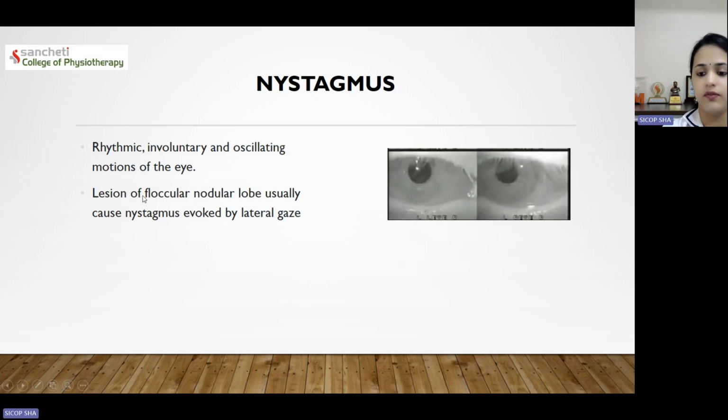When do we see this? Lesions of the flocculonodular lobe usually cause nystagmus. As we can see, as the eyes go laterally, the nystagmus is present, so it is evoked by lateral gaze. So what is this nystagmus that we are seeing? Again, this is ataxia of the eye movements.